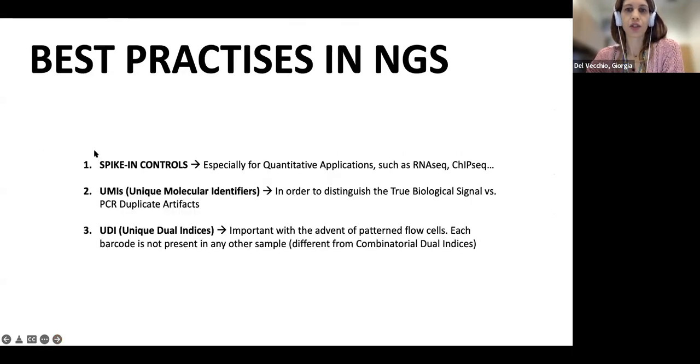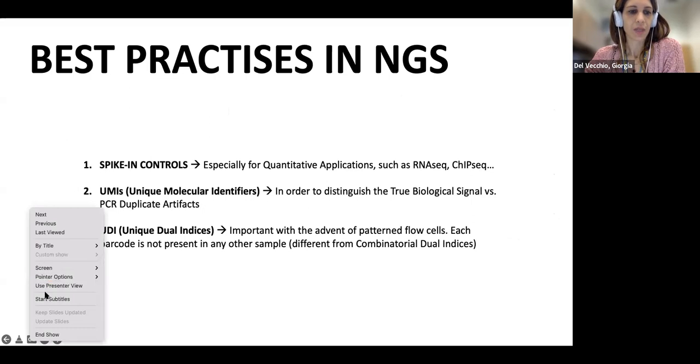Okay, let's finish talking about best practices in NGS. I have 3. So first of all, the spike-in control.